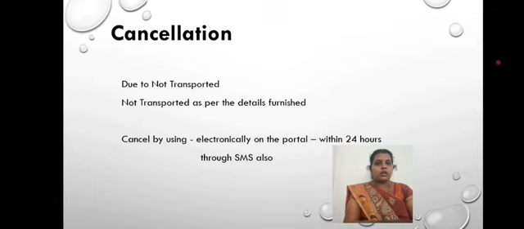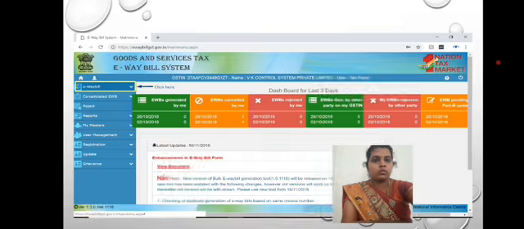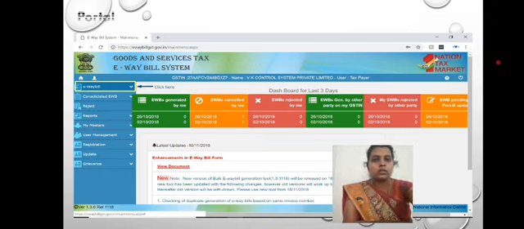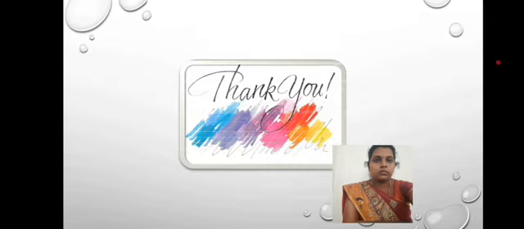This cancellation should be done using the same electronic portal. In the same portal where you took the E-way bill, you can cancel within 24 hours, and in the meantime you can also cancel through SMS. This is the main website, the authorized website given by the government, to register and cancel the E-way bill. Thank you.